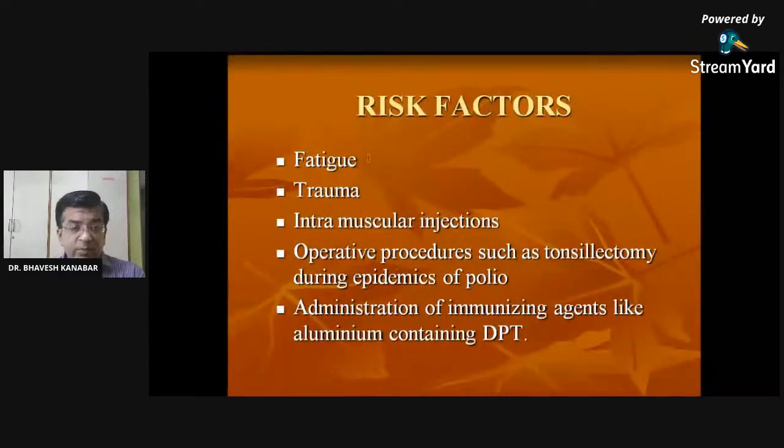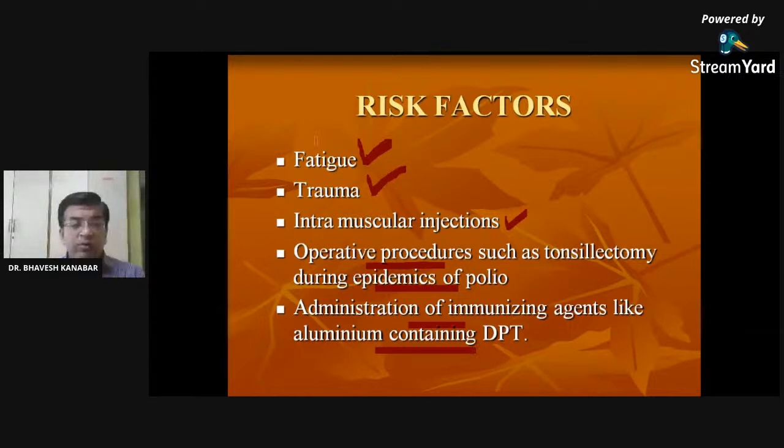Risk factors: fatigue, trauma, intramuscular injection. So those persons who are having vigorous exercise, as we already said, and fatigue due to any other cause, trauma, right, or intramuscular injection, operative procedures such as tonsillectomy during an epidemic of polio, or administration of an immunizing agent like aluminum-containing DPT, then those persons have more risk of developing paralytic polio.